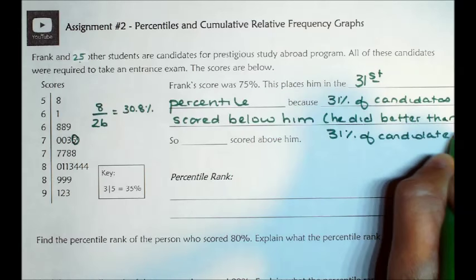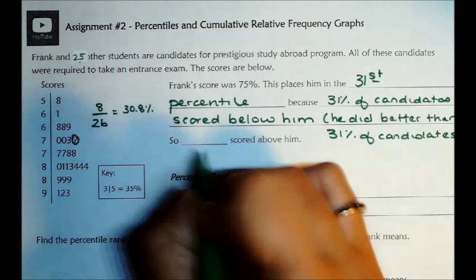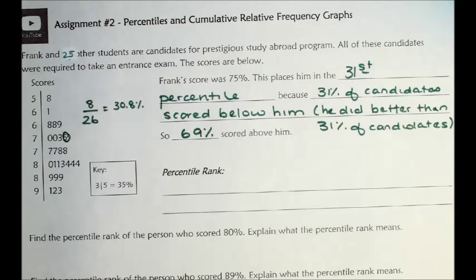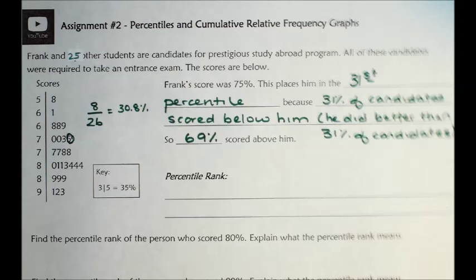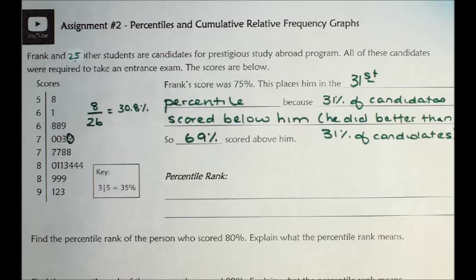This also means that 69% scored above him. So a percentile is the percentage of values that are below a given value.